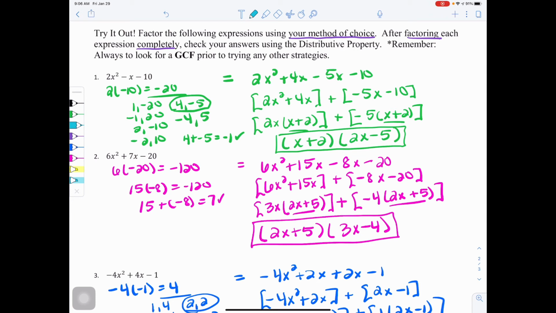Then over on the right-hand side, you'll see that I split 7x into 15x minus 8x. First two go together in the one binomial, last two go together in the second binomial. You factor each one, and you end up with 2x plus 5 and 3x minus 4.